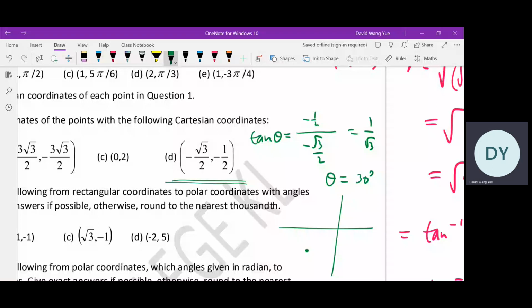Okay. So although tangent inverse can give us the angle, you still must know where the point is, which quadrant, so you will get the correct angle.